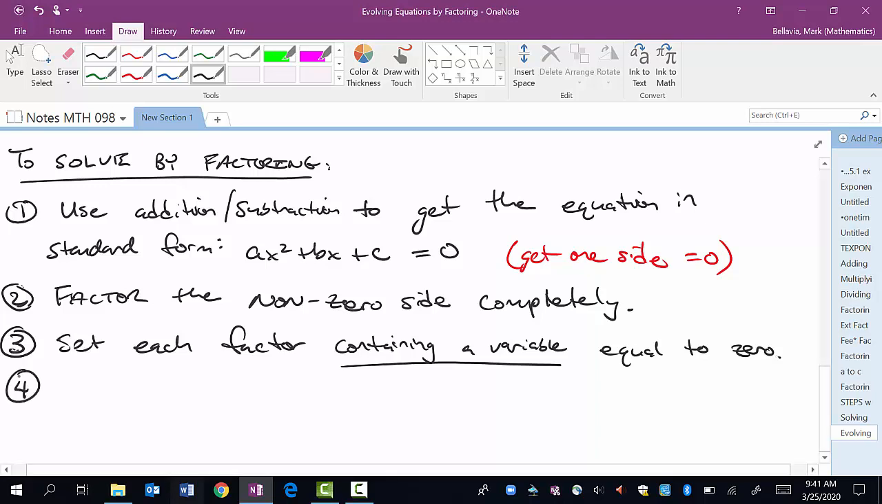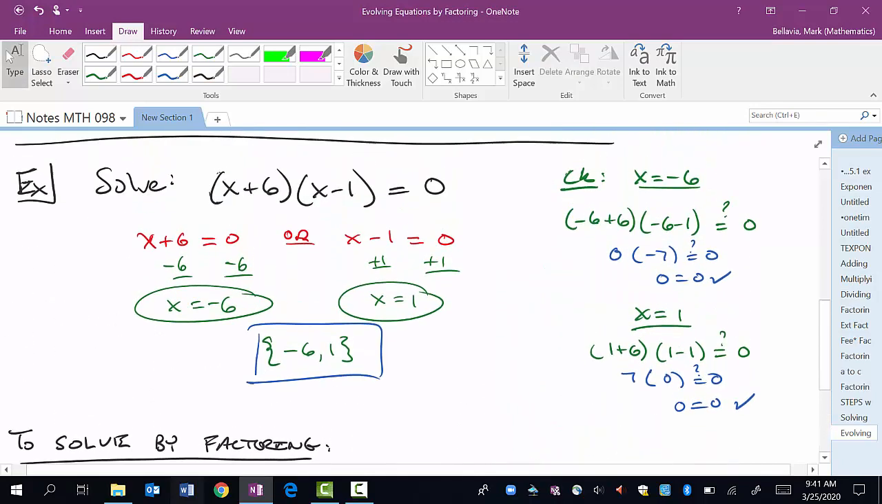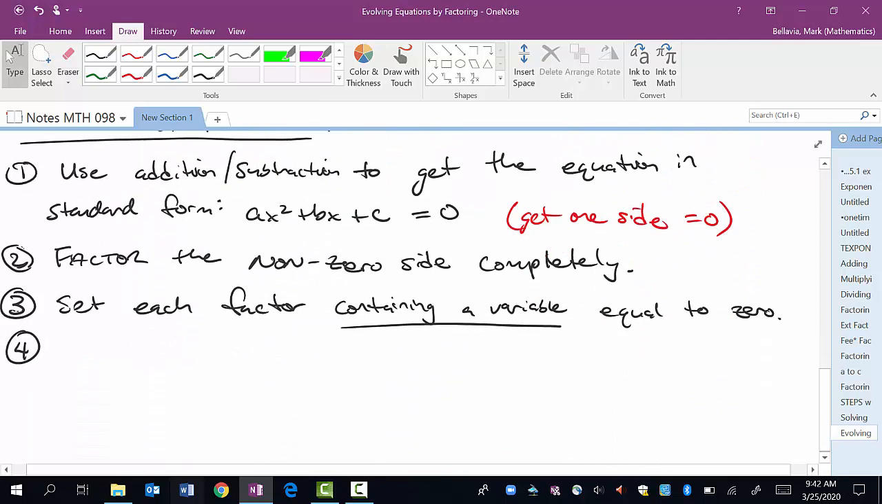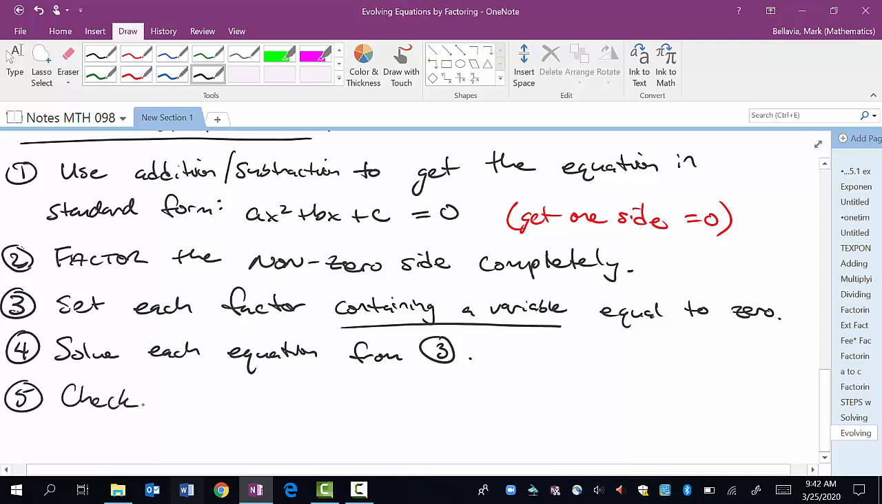Once you've created these equations, we're doing something similar to what we did up here. We set each factor equal to 0, and then we solve. So you want to solve each equation. From what I'll call step 3. And then step 5, we're not going to do this for every problem, but you should understand that you should check to make sure your answer works.